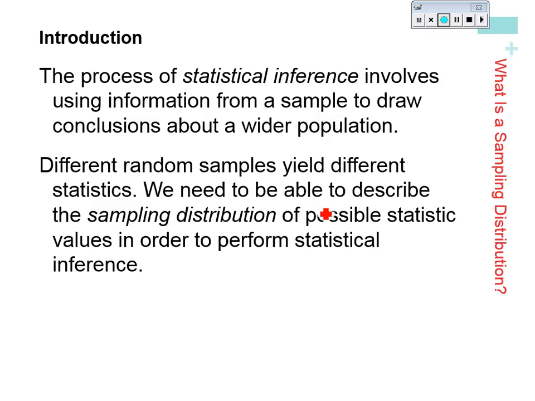So a sampling distribution, if you look at this bottom paragraph here: different random samples yield different statistics. So remember what we said about samples, that when you take a sample from a population, there's variability involved. If you take a sample from a population, there's no guarantee that if you did the exact same sample size and did the sample over again, that you would get the same results. So a sampling distribution essentially is where you come up with all possible samples from a sample.